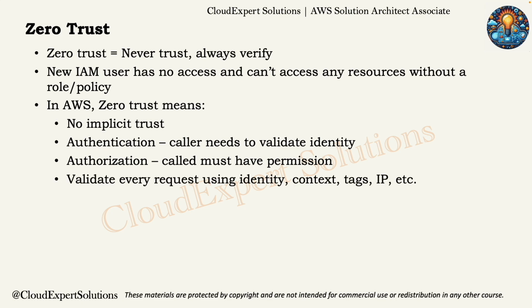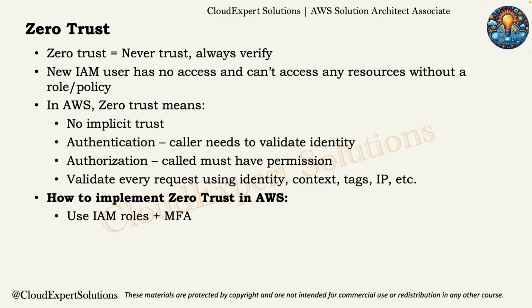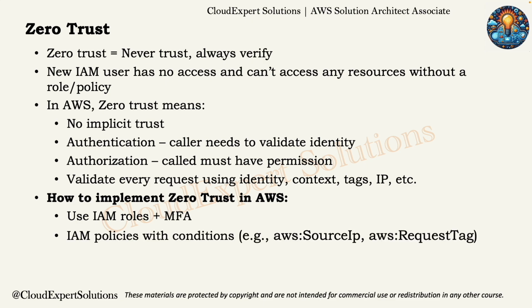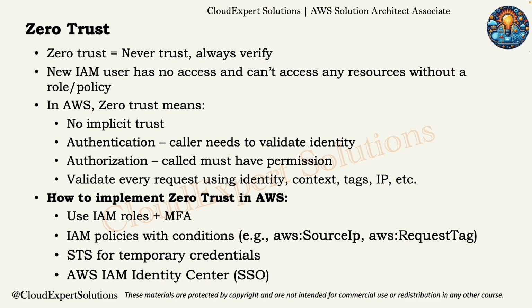That is why AWS recommends to validate every request using identity, context, tags, and IP address. And how to implement zero trust in AWS? You can use IAM role plus multi-factor authentication. You can use IAM policies with granular conditions like what is the source IP, what is the resource tag. You can also use STS for temporary credentials instead of distributing long-term credentials. And last but not least, you can use AWS IAM Identity Center.